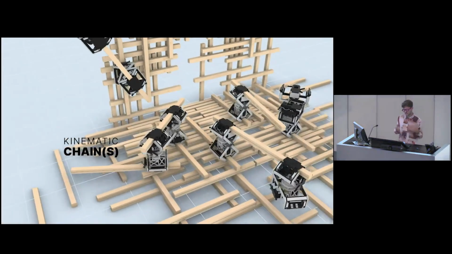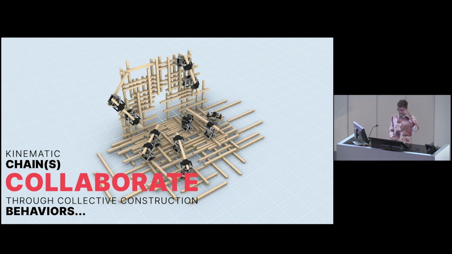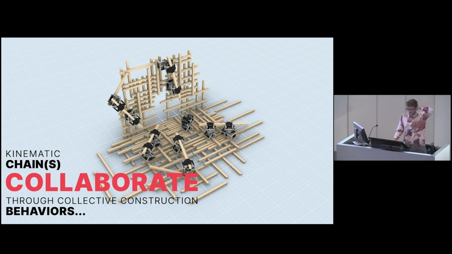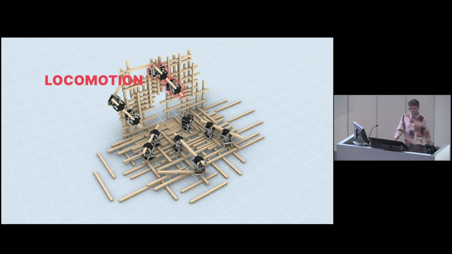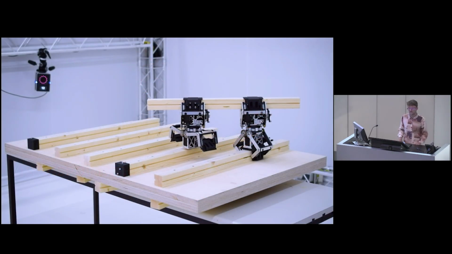And they must form kinematic chains, as we call them, with the timber struts together in order to give them more degrees of freedom and make them move. And so it's the combination of these interactions that allow for general locomotion, manipulation of the timber struts, and then the eventual construction of timber structures. At the very beginning of the project, we collected these interactions into some assembly tasks, which you see on the screen here: locomotion, transportation, and dynamic kinematic chaining, which I will quickly describe now.